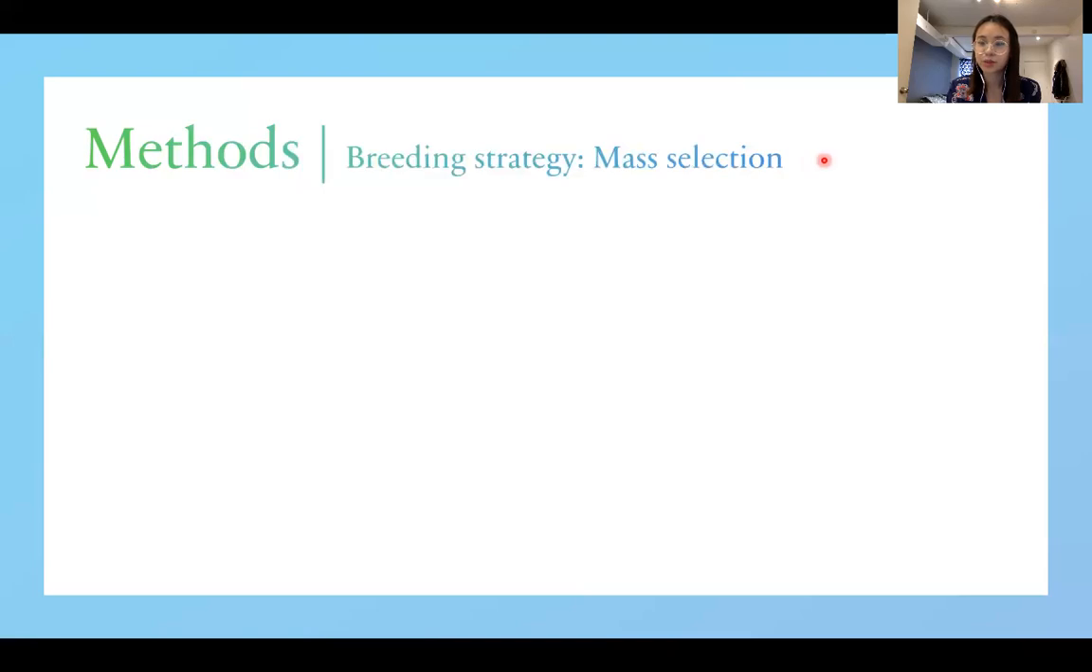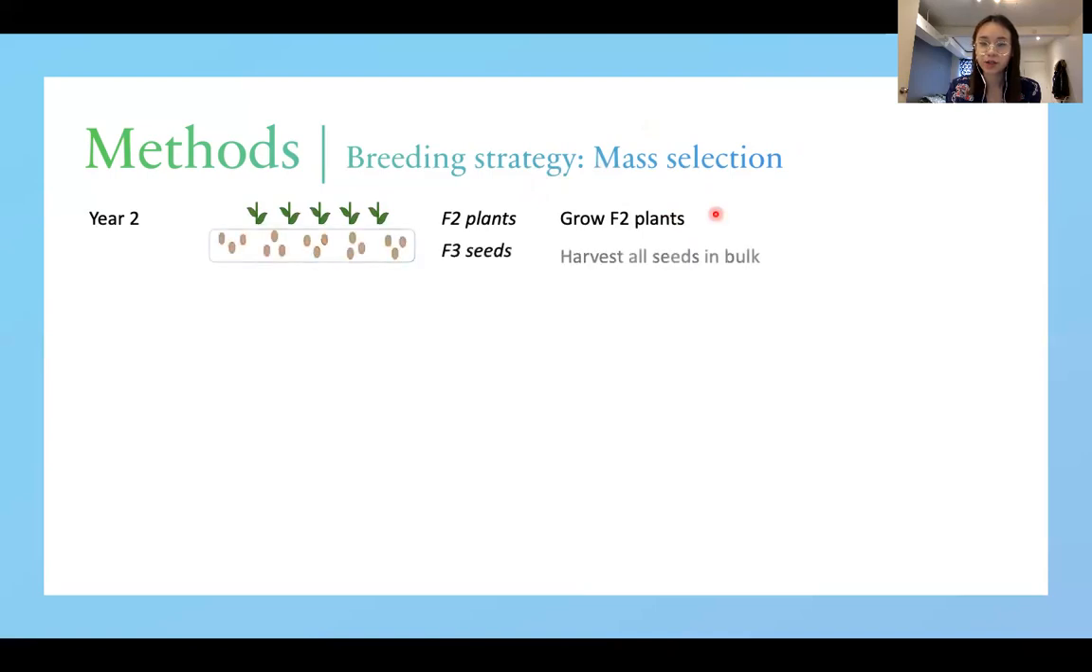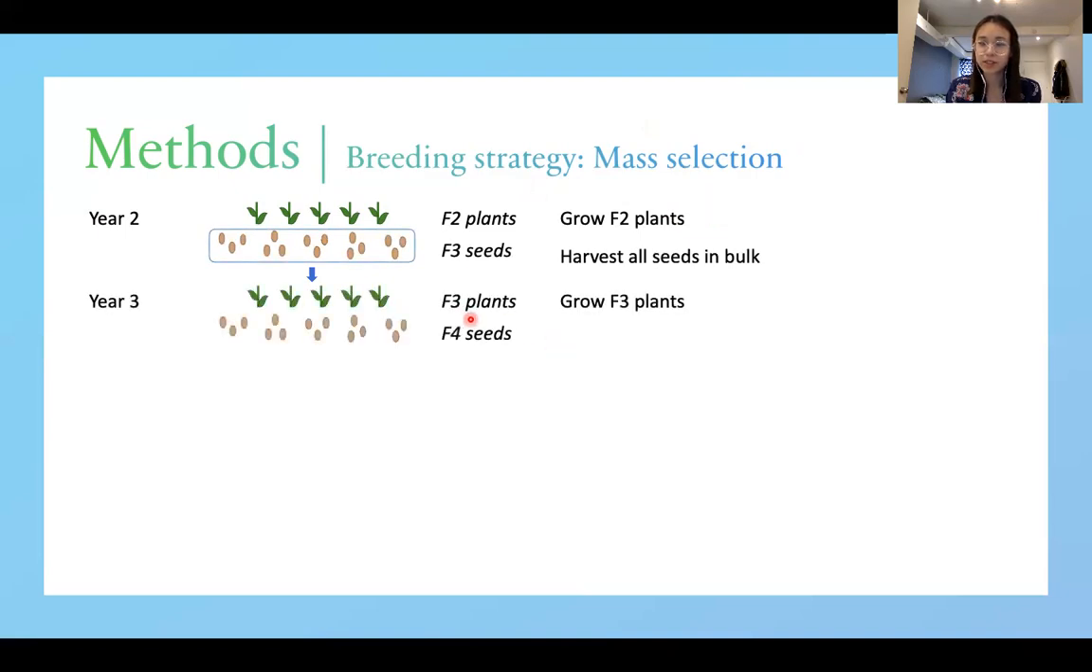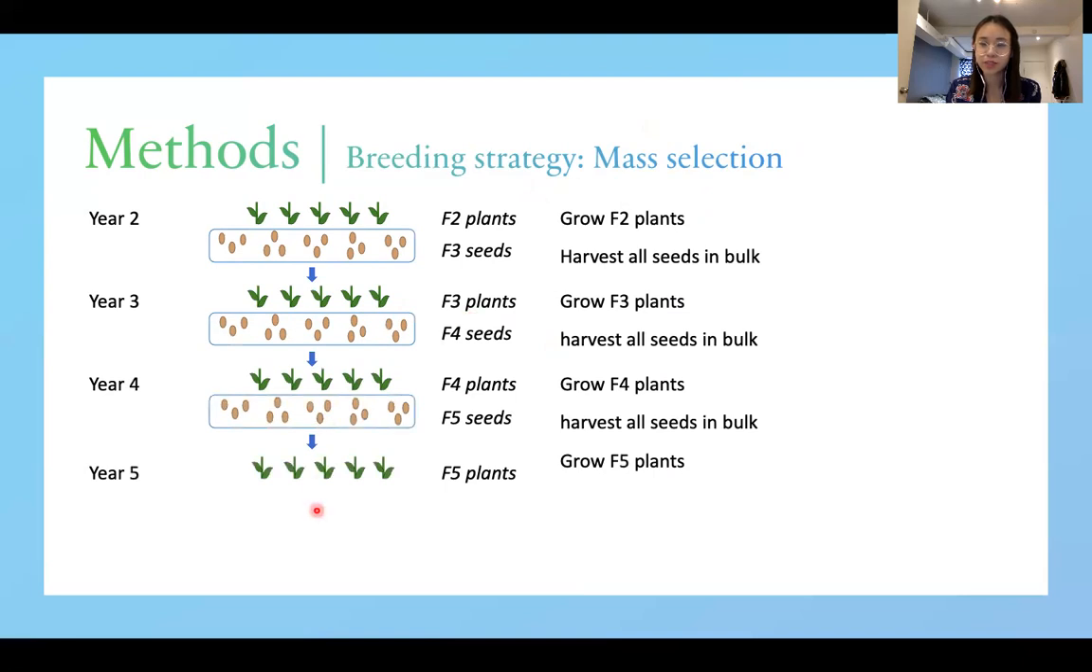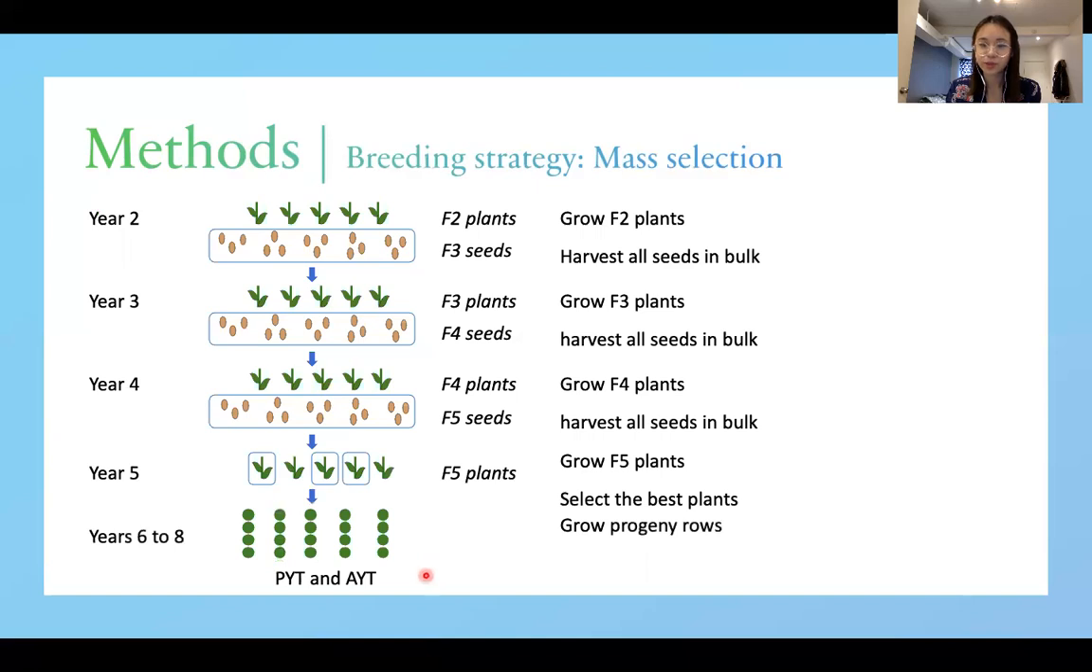So now I'm going to talk a little bit about the actual strategy, starting with the most simple, mass selection. So F2 plants are grown and seeds are harvested in bulk. These seeds are then planted and once again harvested in bulk. And this is repeated until we get to F5 where we actually make some selection. And from there we go into the yield trials, preliminary and advanced yield trials.